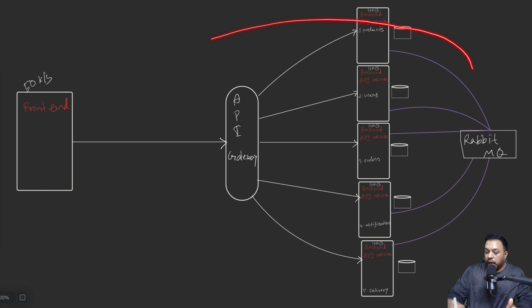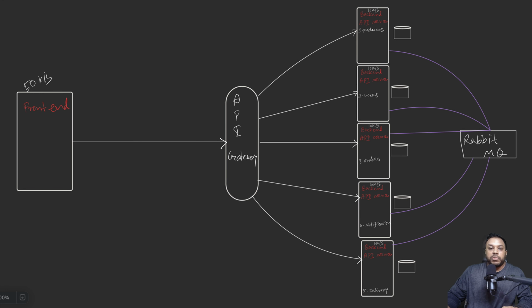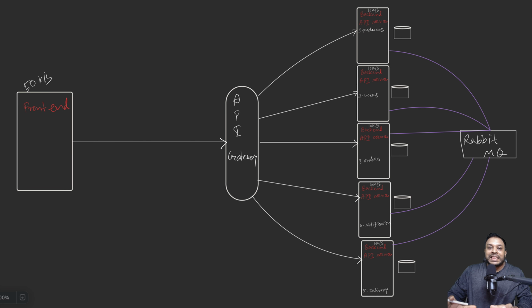Now this microservice architecture is workable. Now from the front end, the user will send the request to the API gateway, and the API gateway will decide where to send the request. And if that service needs to communicate with some other service, it can communicate through RabbitMQ. Now it will work. Okay, these are the core components of microservice architecture.